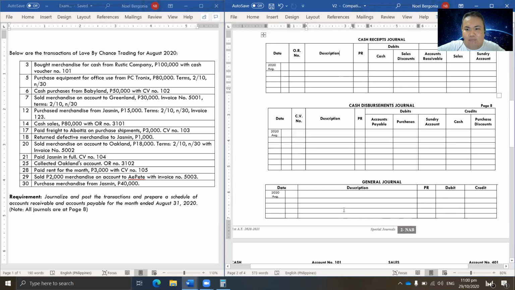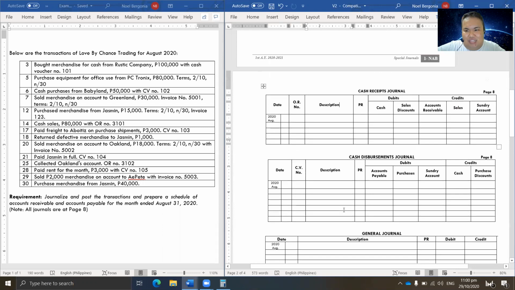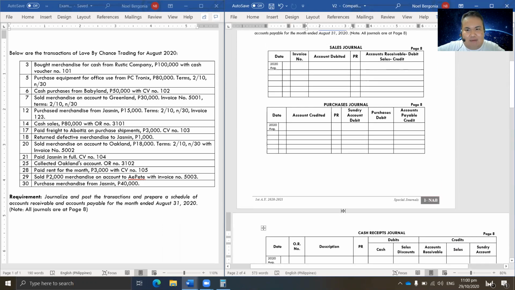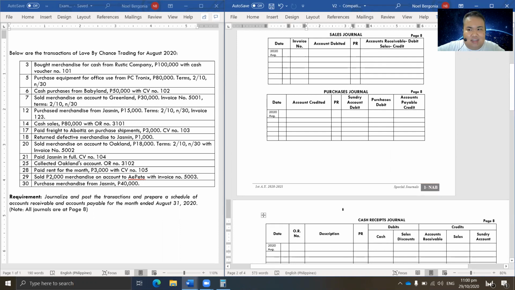I hope that after this discussion, you will be able to know how to record properly in our special journals. Again, if you do have any questions, please key in your questions on our chat box. Okay, so let's start our first transaction.